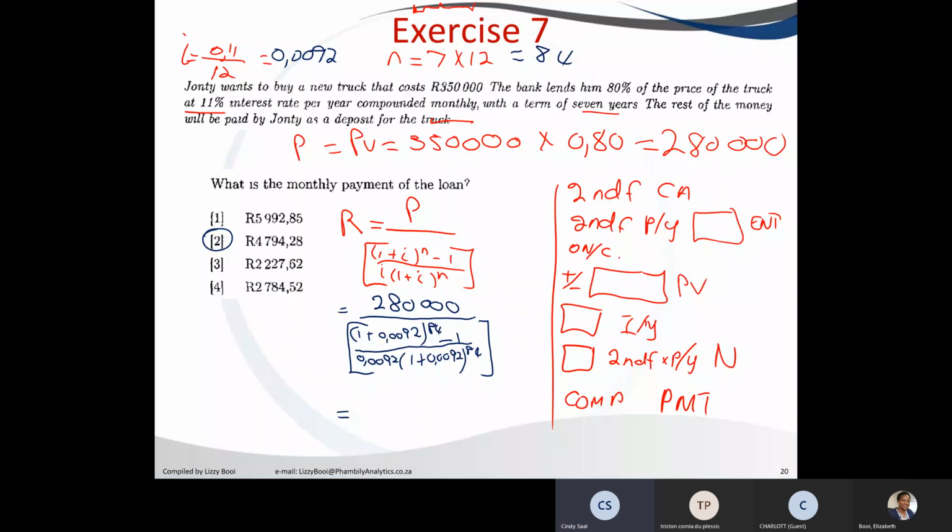Okay, second function CA, second function P/Y, it's 12, ENT, on, plus minus 280,000 present value, 11 interest per year, 7, N. You must do second function N. Oh, I missed the second function. Okay, that explains it. Thank you. Must make sure that you write the steps down. I was looking at the steps, Lizzie. I don't know how I still got it wrong.